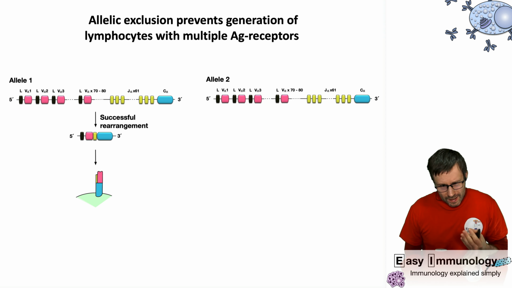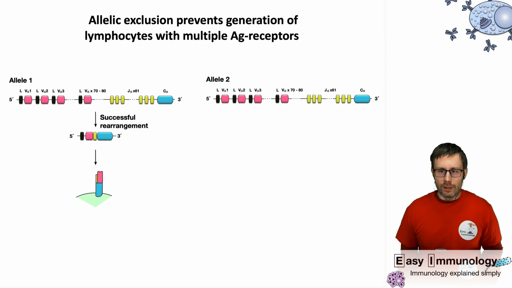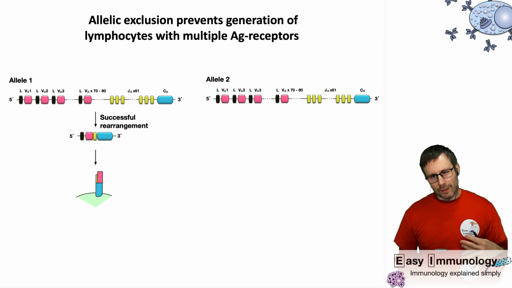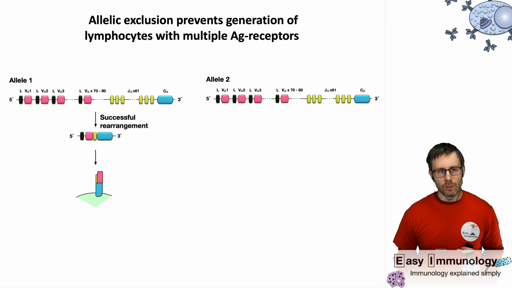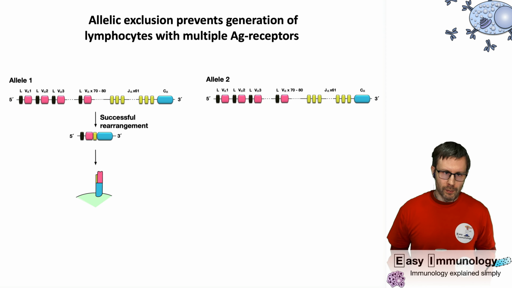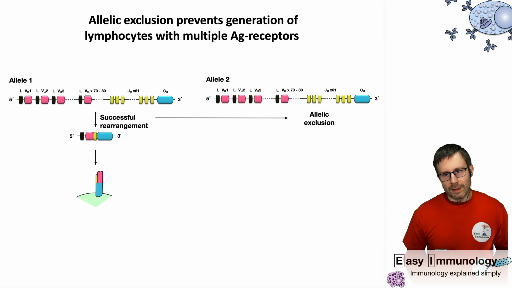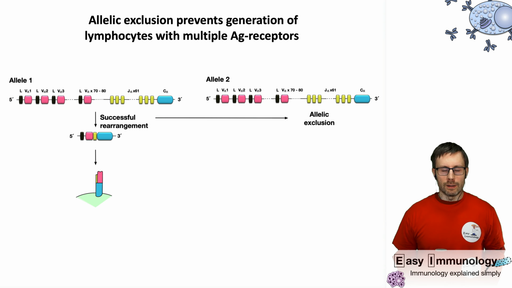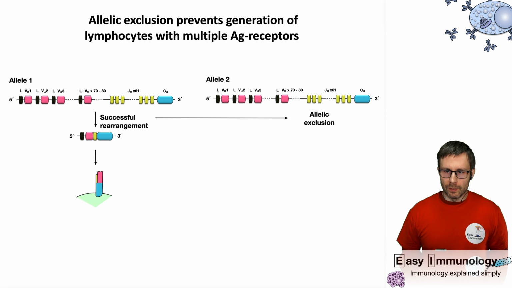Okay, as I said, as this is not always guaranteed to work, the cell has basically 2 chances to do this, because it has one set of segments on one chromosome and another set of segments on the other chromosome. But it always starts with only one chromosome, trying to put this together in this rearrangement process, and if this is successful, it transmits a signal to the second set that stops the rearrangement of these segments.